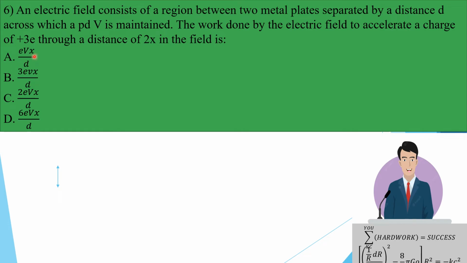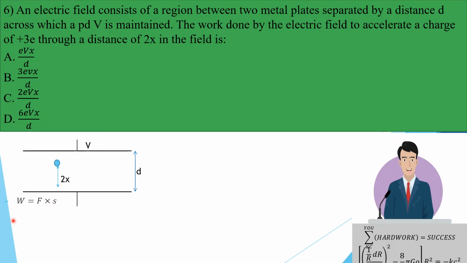Question 6. An electric field consists of a region between two plates separated by a distance d across which a PD V is maintained. The work done by the electric field to accelerate a charge of 3e through a distance of 2x in the field is... okay, I'll just draw a small diagram here. So this is our electric field, right? These are the plates. This is the distance between the plates, a voltage V. Then you have this charged particle, then you have to move it through a small distance 2x.